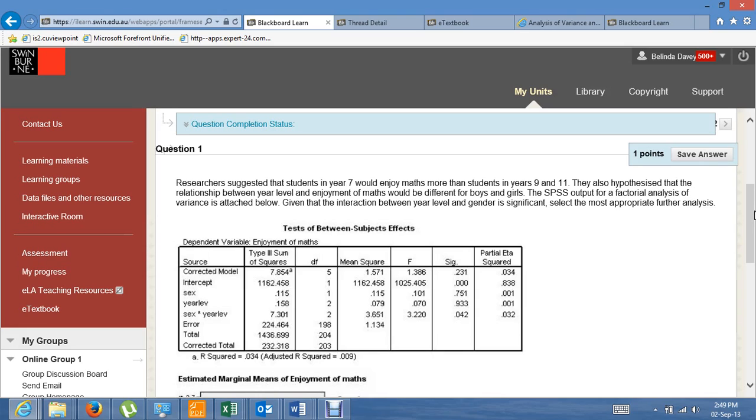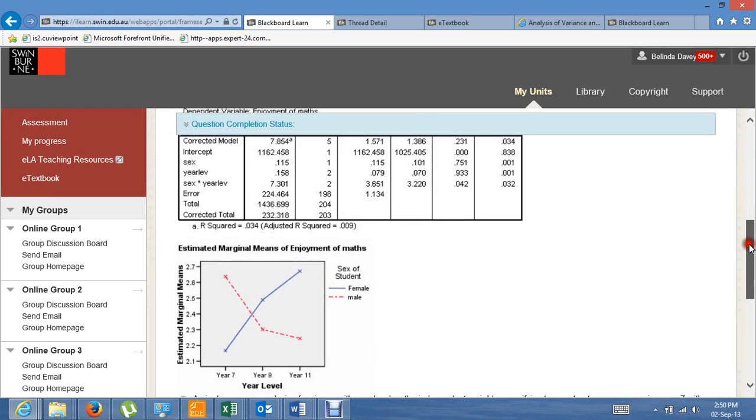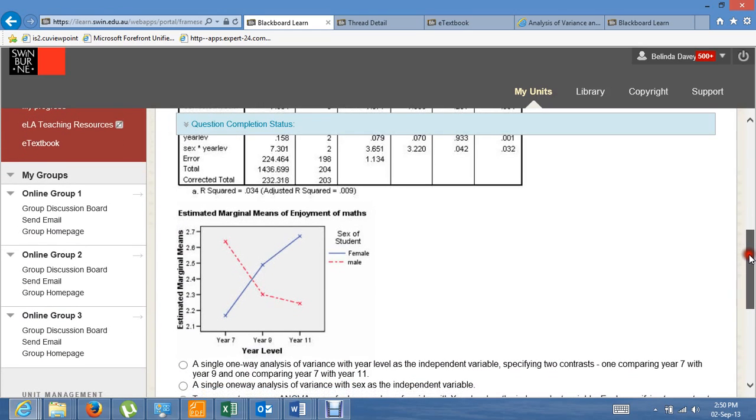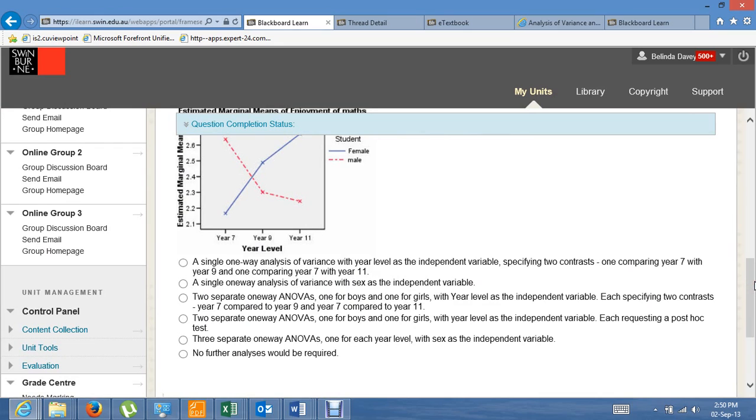So basically, if there's an interaction, you need to split the file according to the least important IV. In this example, the main IV is year level, so we're comparing enjoyment of maths of Year 7 students to Year 9 and 11 students. And then there's a secondary IV, which is gender. So gender is the least important IV, so you need to split the file into males and females and rerun the analysis. So run a one-way ANOVA for each of those groups, testing enjoyment of maths across the 3 year levels.